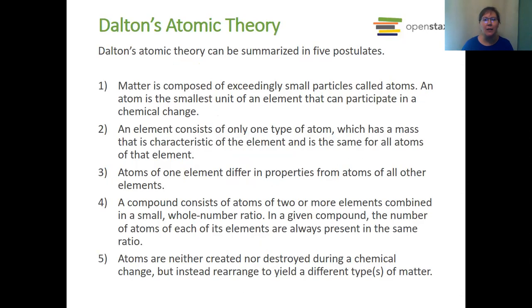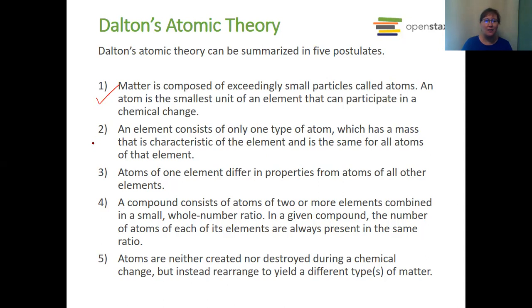We're going to begin with Dalton's atomic theory, which is interesting for a couple of reasons. Dalton's atomic theory had a variety of things in it, and a lot of it is still true. Number one: matter is composed of exceedingly small particles called atoms. An atom is the smallest unit of an element that can participate in a chemical change. Yes, that is still true. Excellent. Good job, Dalton. The next one says an element consists of only one type of atom, which has a mass that is characteristic of the element and is the same for all atoms of that element.